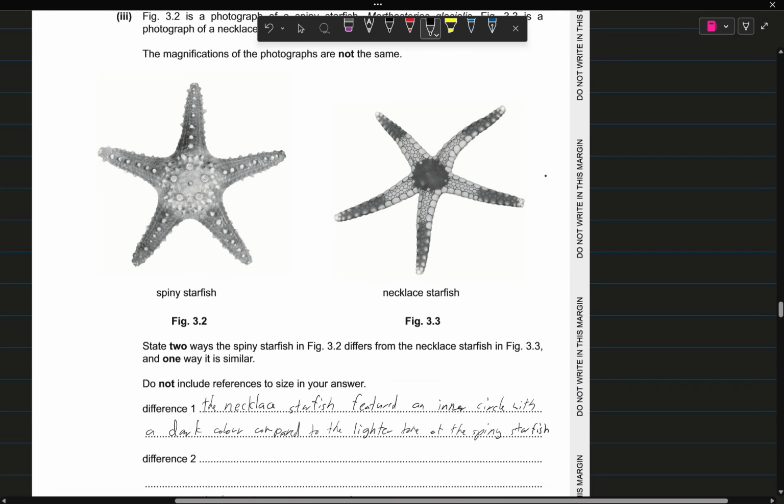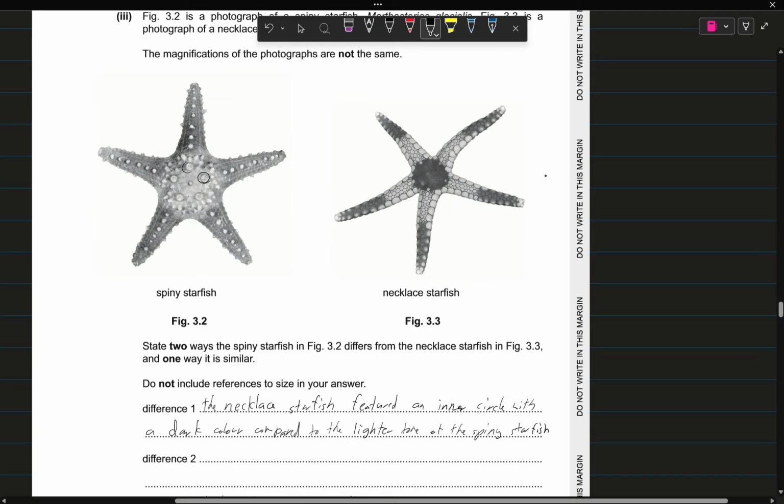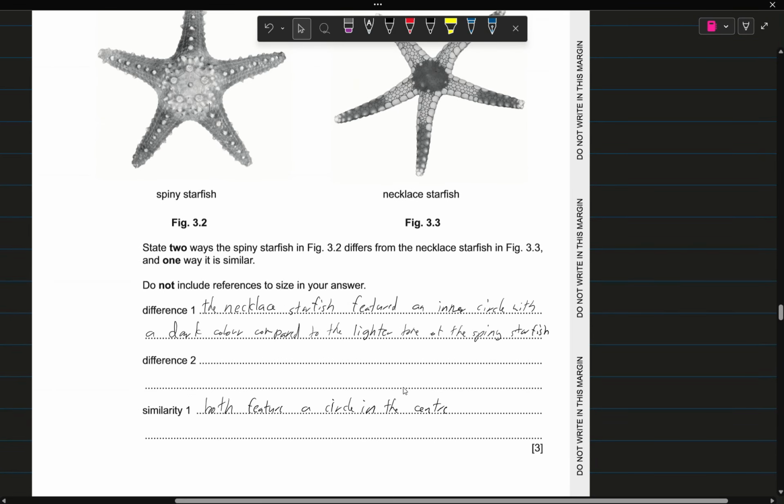Now for the second difference, you can also see and say that the spiny starfish has a more regular shape compared to that of the necklace starfish. And there are circles here, and we'll discuss the name in a minute, which are present in the spiny starfish but not in the necklace starfish. You can also talk about the length, which here is more uniform compared to the necklace starfish. So you can say about anything actually, but I will just use the easier one, which is that the spiny starfish has a more regular shape compared to the necklace starfish.